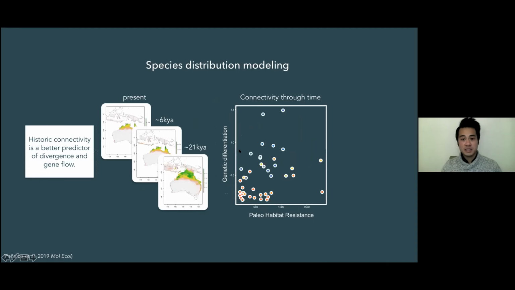And so once I look at the species distribution modeling and what I project in the past, and start to correlate this genetic differentiation with the time point where they had the least amount of resistance, it's getting at their connectivity in the past, or how much opportunity for gene flow they were able to experience, then you see a clearer correlation. So rather than looking at these contemporary ranges, it was much better to get this pattern once we look at their past connectivity.